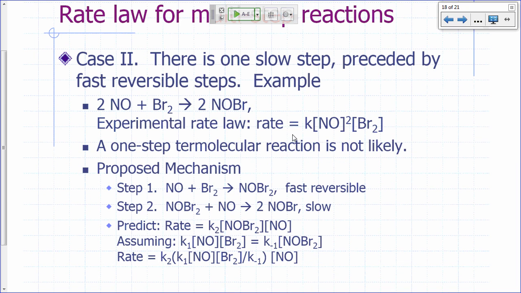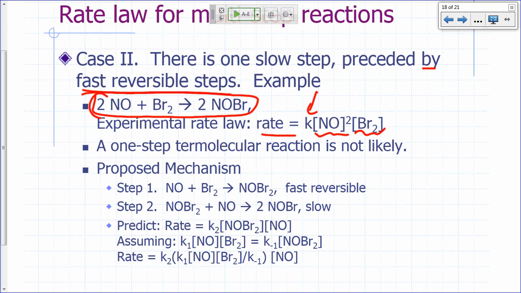Okay. Here's another simple case where you have one slow step, but it's preceded by very fast reversible steps. So in this particular example, let's look at this reaction of 2NO plus Br2 gives you 2NOBr. The rate law for this is equal to k times NO squared times the concentration of bromine.